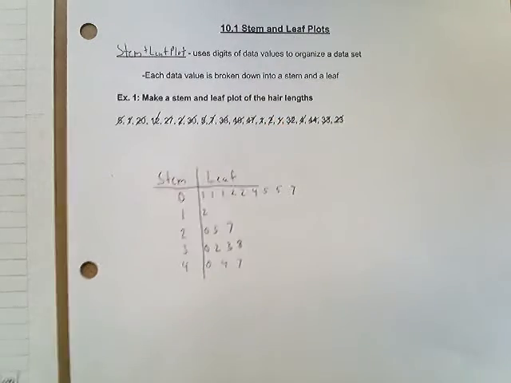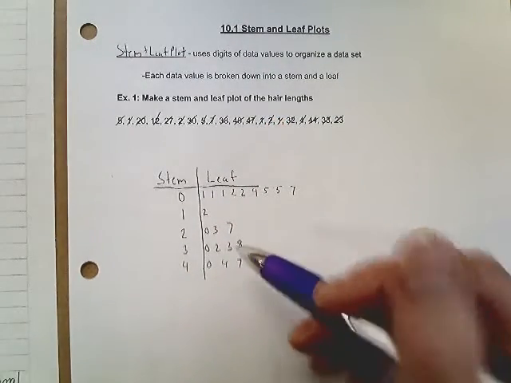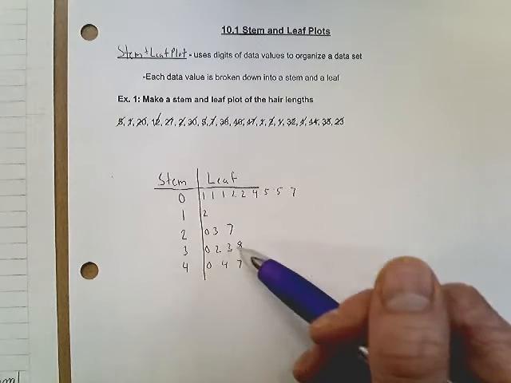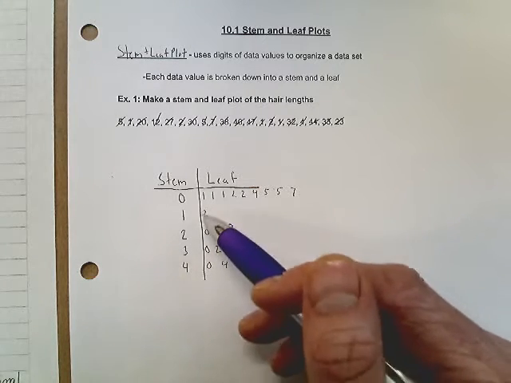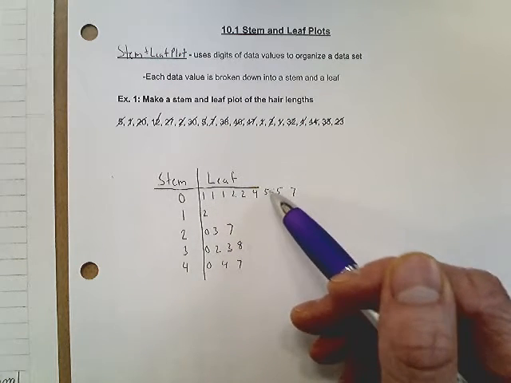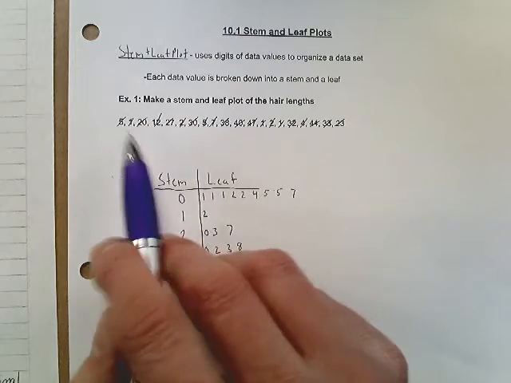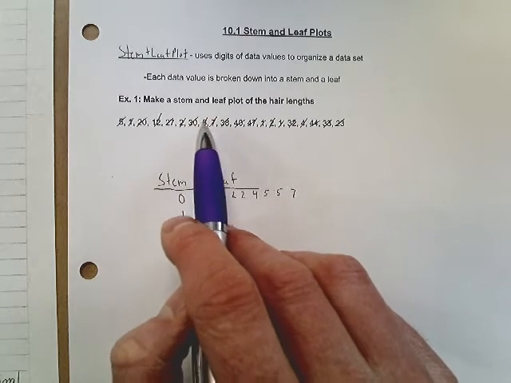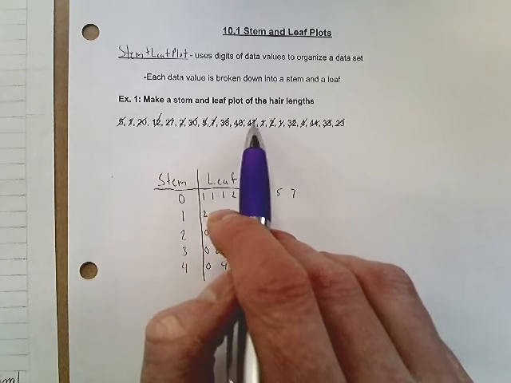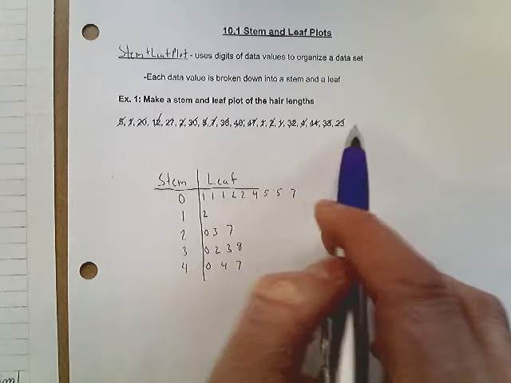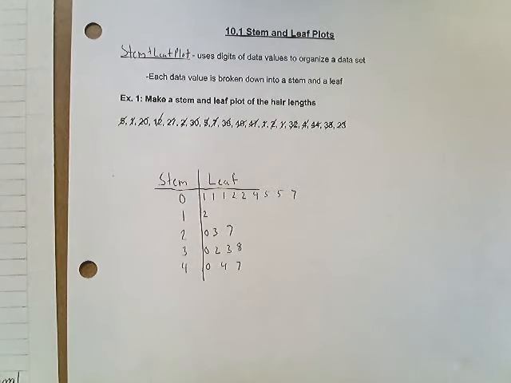So now I want to go back and make sure I didn't skip any numbers. I'm going to count how many I have here. I got 1, 2, 3, up to 20 numbers. So I should have 20 numbers up here. Counting again, 1 through 20. Perfect. We got all our numbers.